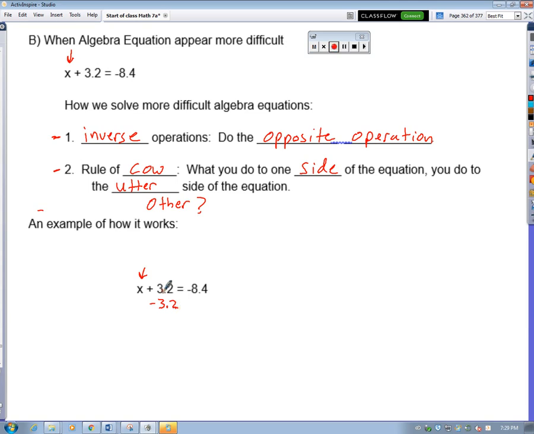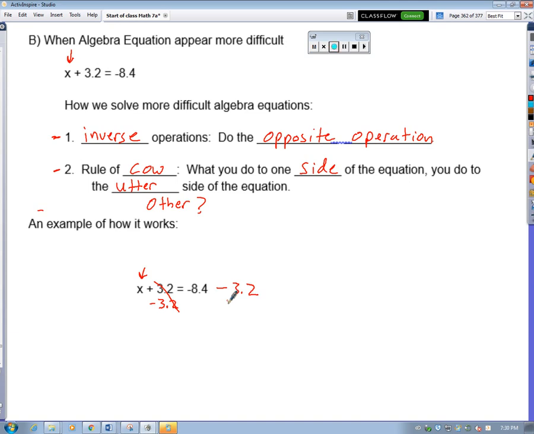And what that does is that allows me to cancel that out and make it disappear, because 3.2 minus 3.2 gives me 0, and that's exactly what I want to do. Okay, so I'm going to cancel that off. Alright, I just did the inverse operation. I did the opposite. Now I have to do the rule of cow. What I do on this side, I have to do over here to this side of the equation. So since I did minus 3.2 here, I'm going to do minus 3.2 over here.